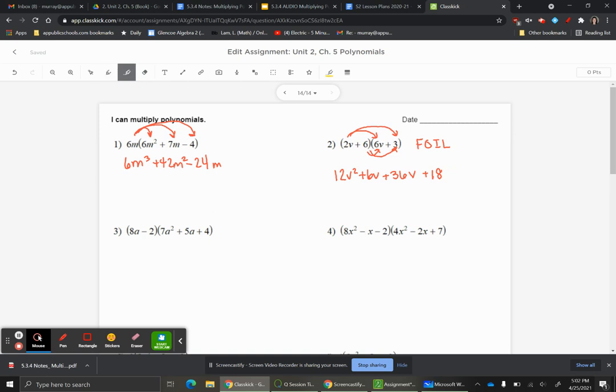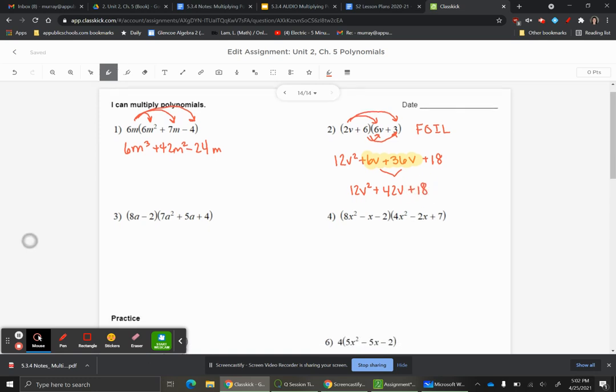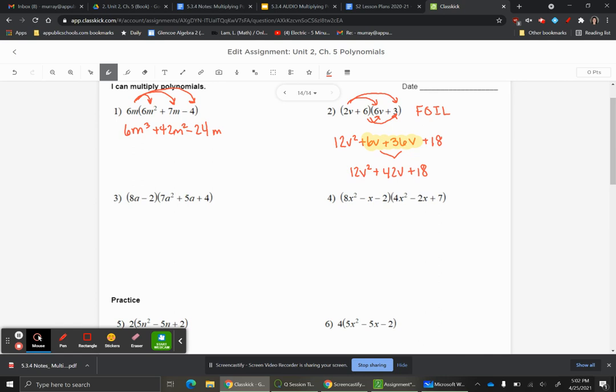Then here we do have some like terms with these v terms. So we can combine those two together and we'll get 42v. That means we can just drag down the other two, 12v squared and 18, to get our final answer. All right, so let's move on to some that we just started talking about today.